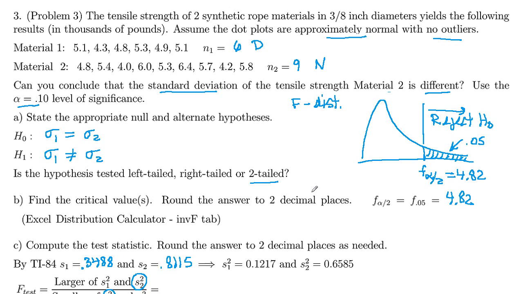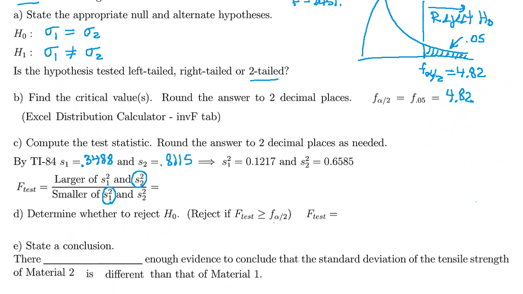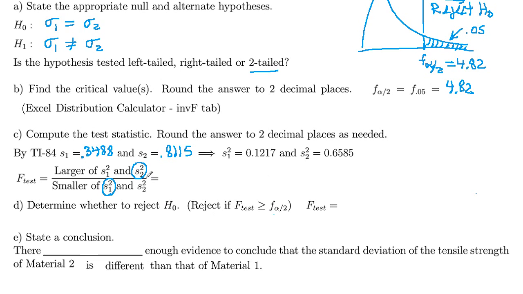Okay, so now we want to compute our test statistic. Let's go ahead and finish that computation. The larger of S1 and S2 squared is the 0.6585 up on top. And the smaller of S1 and S2 squared is S1 squared, which is 0.1217 in the denominator. And then we want to go ahead and divide those. If you divide those on the calculator, you will get 5.41.